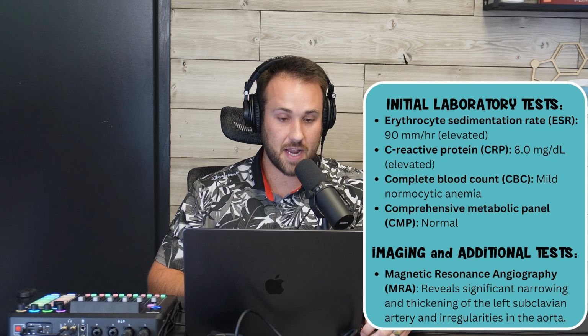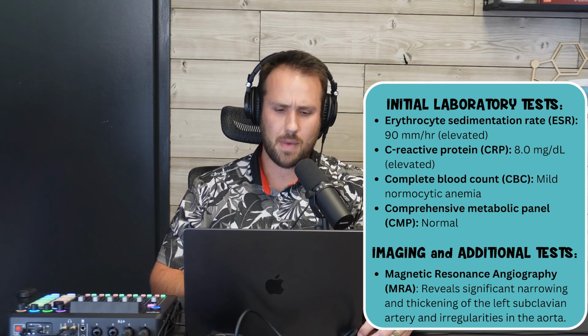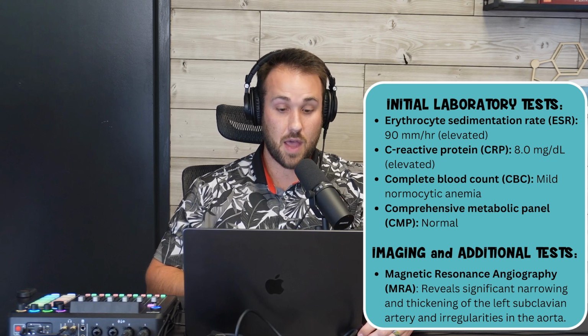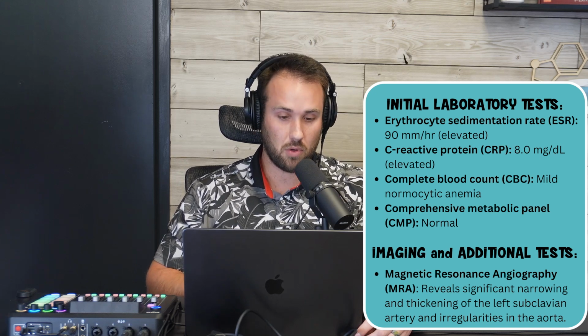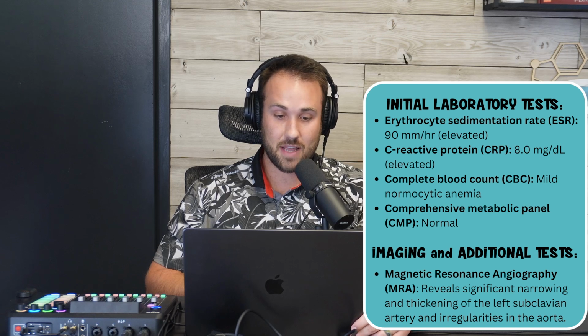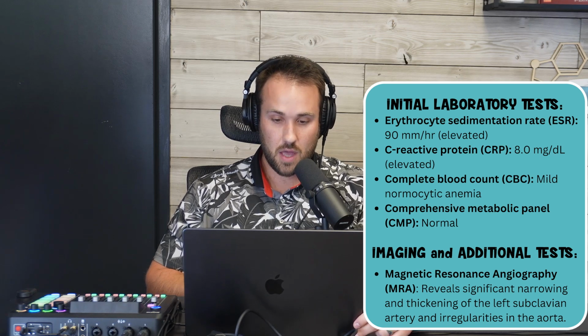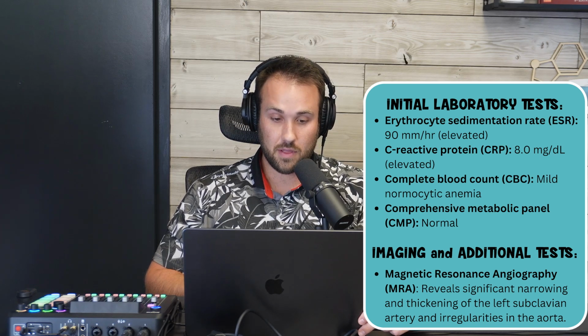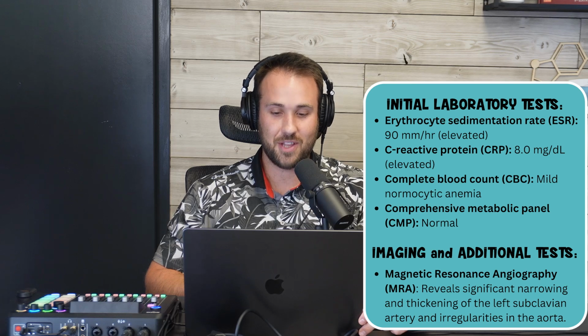Some lab testing, we get an ESR. It comes back as 90, a CRP as 8, and a CBC, again, mild normocytic anemia. And then additionally, a CMP comes back normal. We do get imaging. We get an MRA. That's a magnetic resonance angiography. It reveals significant narrowing and thickening of the left subclavian artery and irregularities in the aorta. All right. There you go.